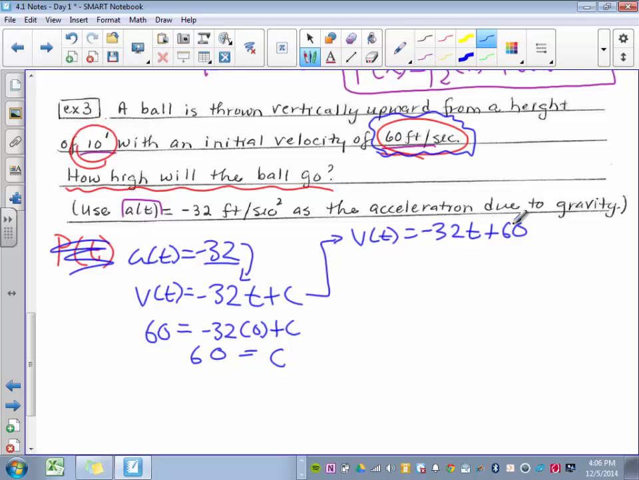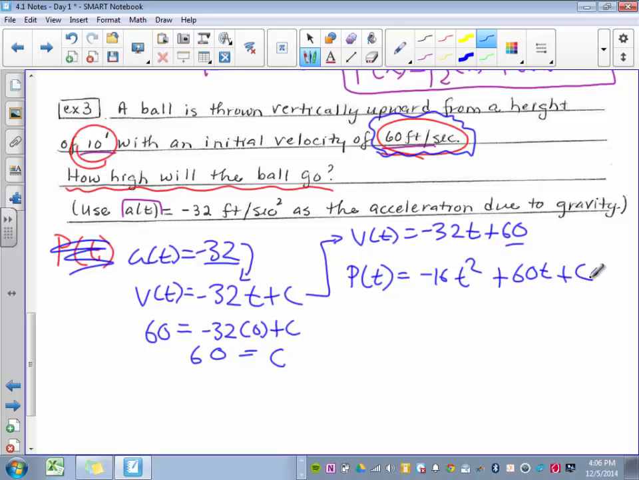Okay, but remember, our goal is to figure out how high this function goes, so we need to find a position function. So now we have to find the antiderivative of this, which will give us our position function. The antiderivative would be negative 16t squared plus 60t, the antiderivative of 60 right here, plus c.